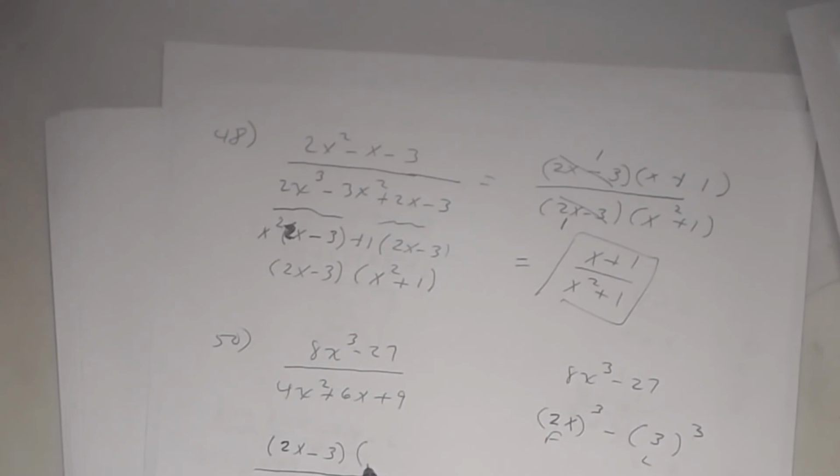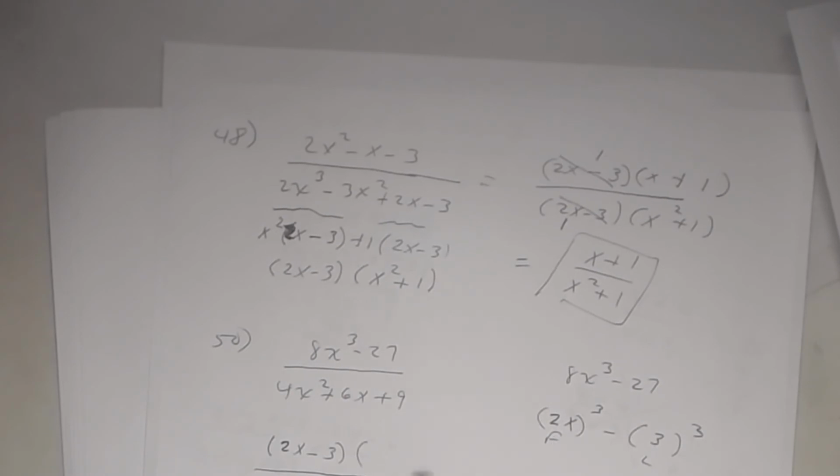Question, yes? When you put the ones in the parentheses, how did you go from an 8x cubed to 2x on the first one? He used the formula. What times itself 3 times is 8x cubed? 2x times 2x times 2x is 8x cubed. What times itself 3 times is 27? 3 times 3 times 3.